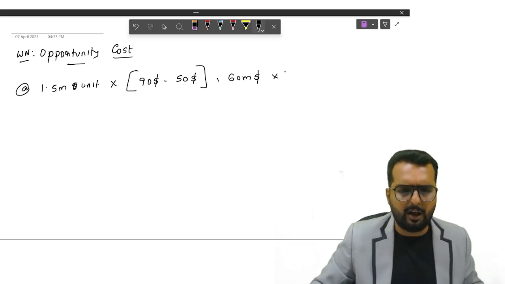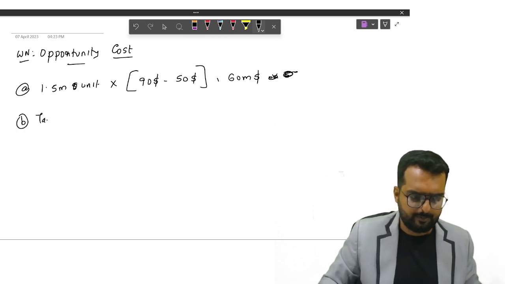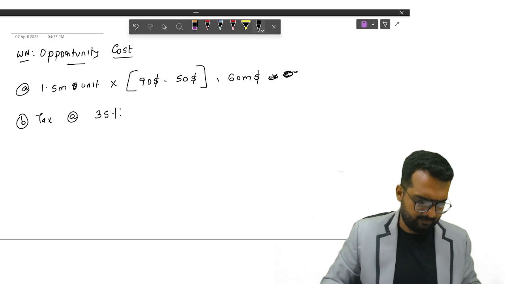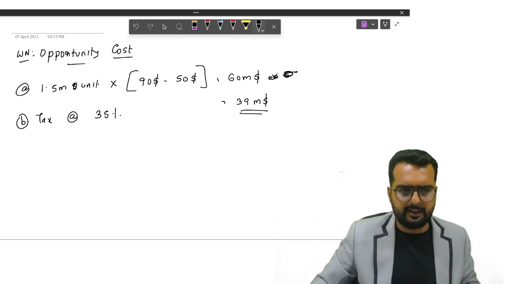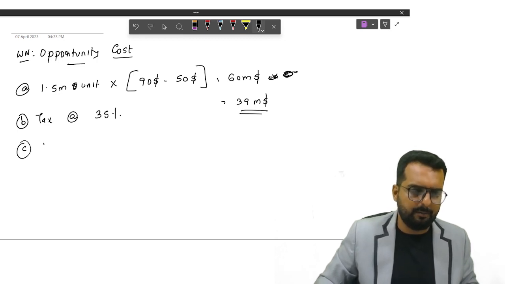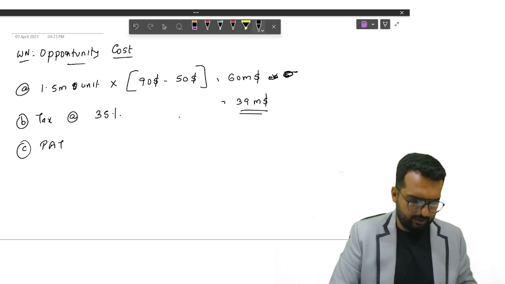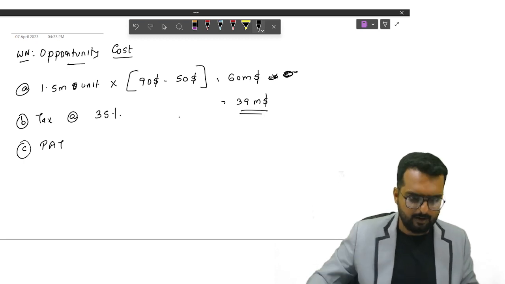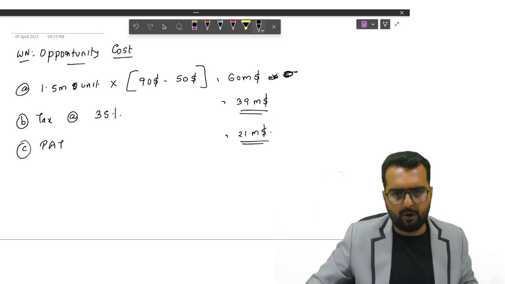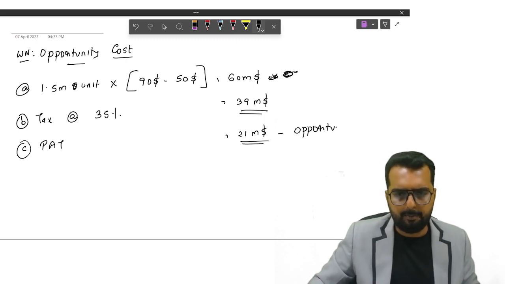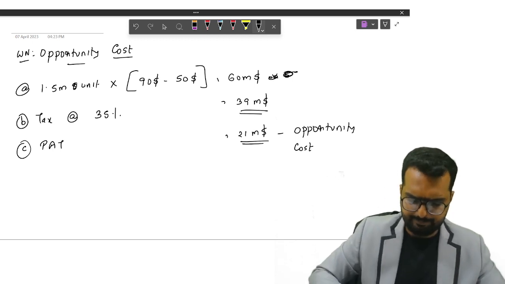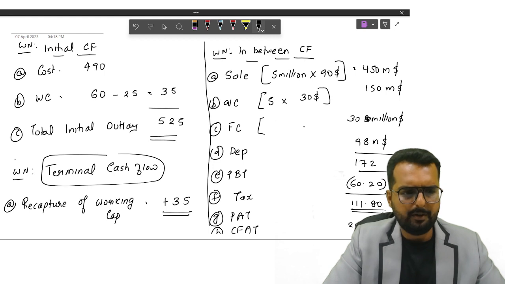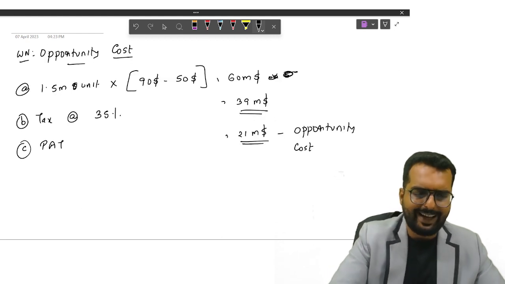Correct? On this, you would have ended up paying a tax of how much percentage? 35%. Do you get the answer as $39 million? Correct? That's a tax. So what will be the profit after tax that you're losing out? $21 million will be your opportunity cost. So friends, once we are done with this part, let me go up. We have got everything. We will just go and do the NPV now.